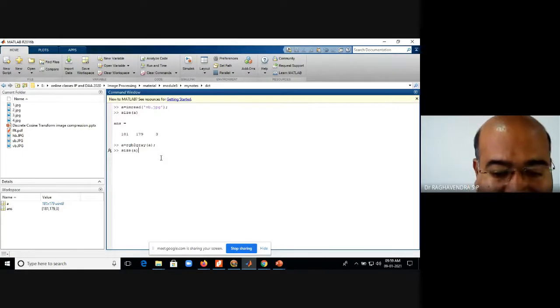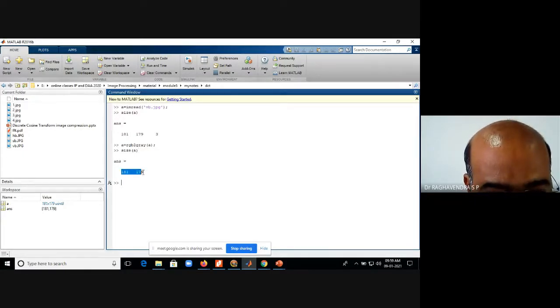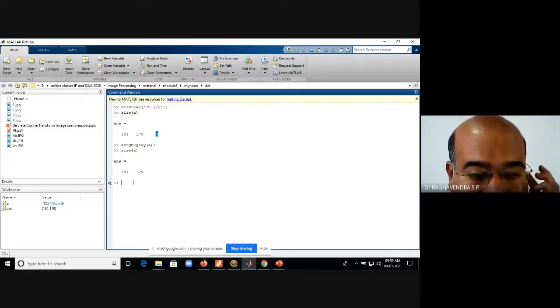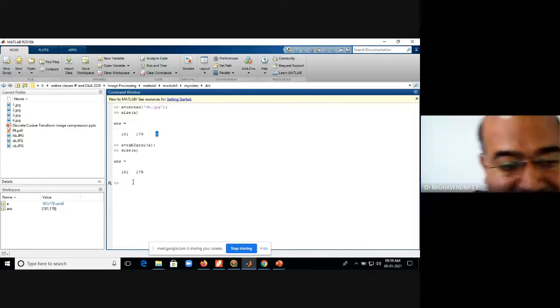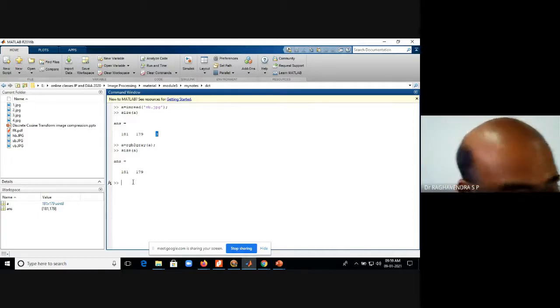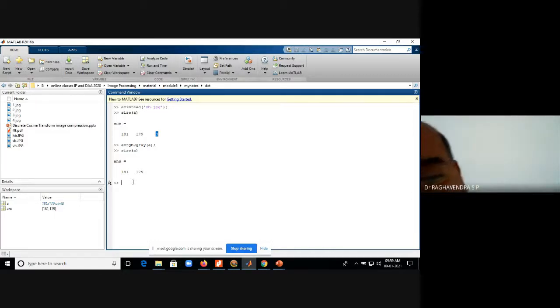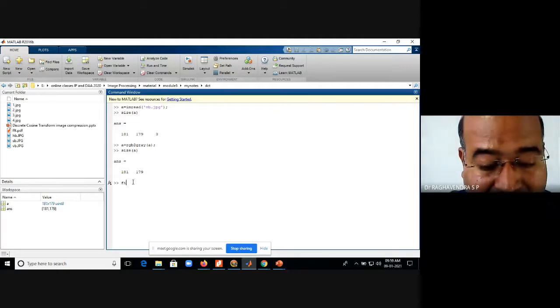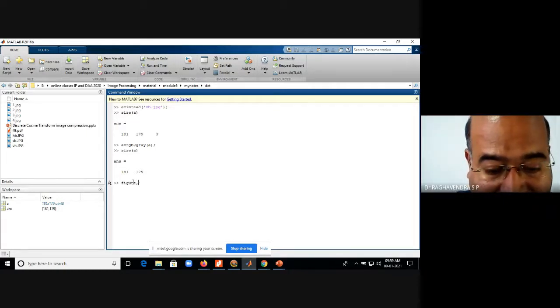Now we have only 2 components. There is no third component, because this is the number of rows and this is the number of columns, and there is no 3, which means this is not a color image. It has been converted into an intensity level image, that is a grayscale image. Got it? Understood? Yes sir. Okay, fine. Before applying the discrete cosine transformation, we have to convert the image into a single layer, which we have already done. Let us look at how this image looks.